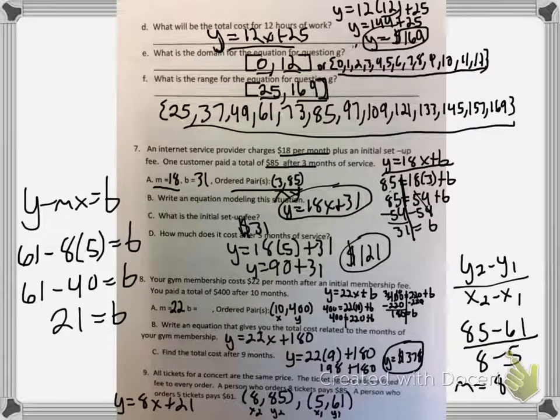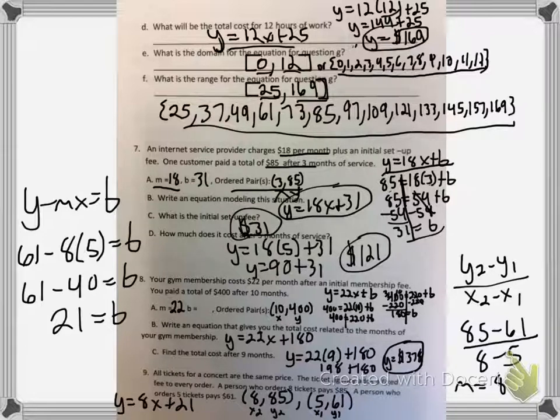Subtract 54 from both sides, and I get b equals 31. My equation is y equals 18x plus 31. Setup fee is $31. How much does it cost after 5 months of service? Just plug in 5 for x. 18 times 5 is 90 plus 31. It's $121.